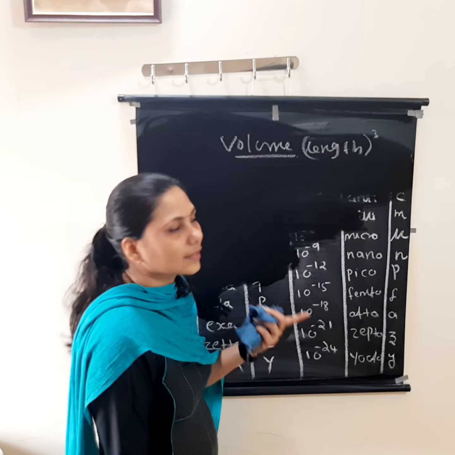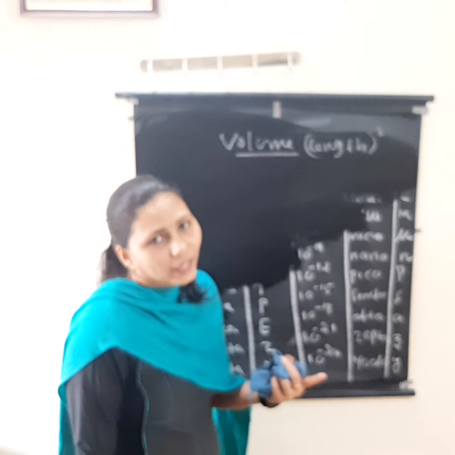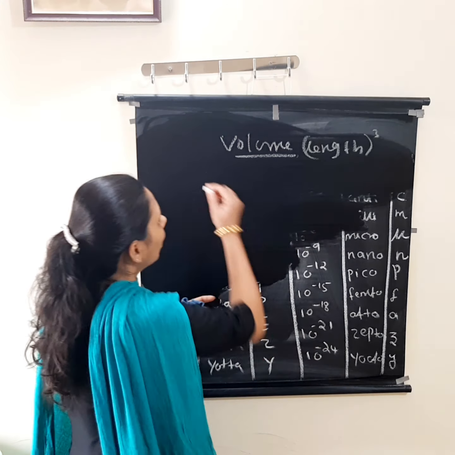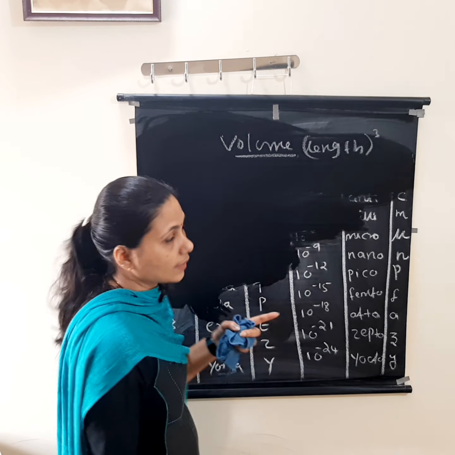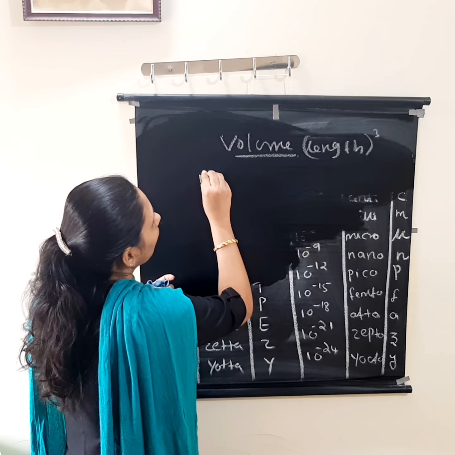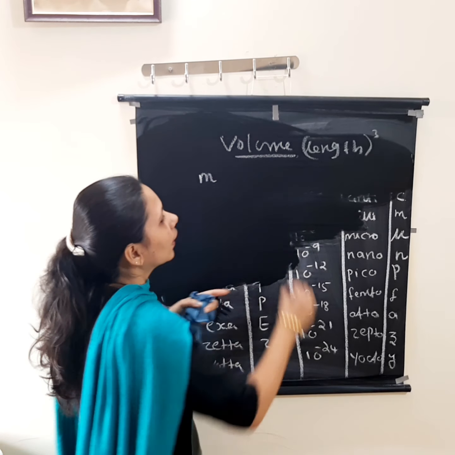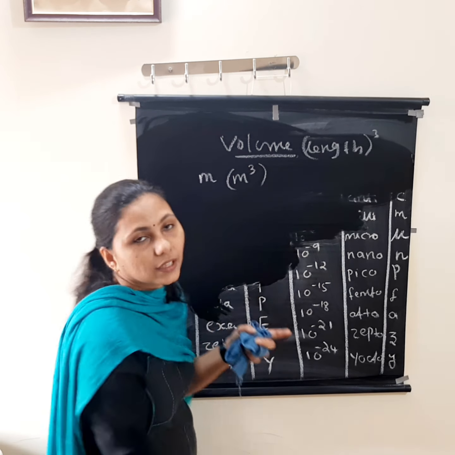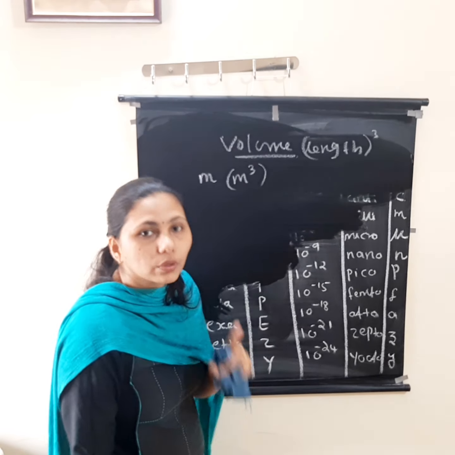For example, for a cube, if one side is A, what is the volume of that cube? Volume equals length cubed. We know what the SI unit of volume is, you have to know, they will ask. For length we are using meter, so volume means length cubed, so we are using meter cube. So the SI unit of volume is meter cube. For SI unit you have to write meter cube.